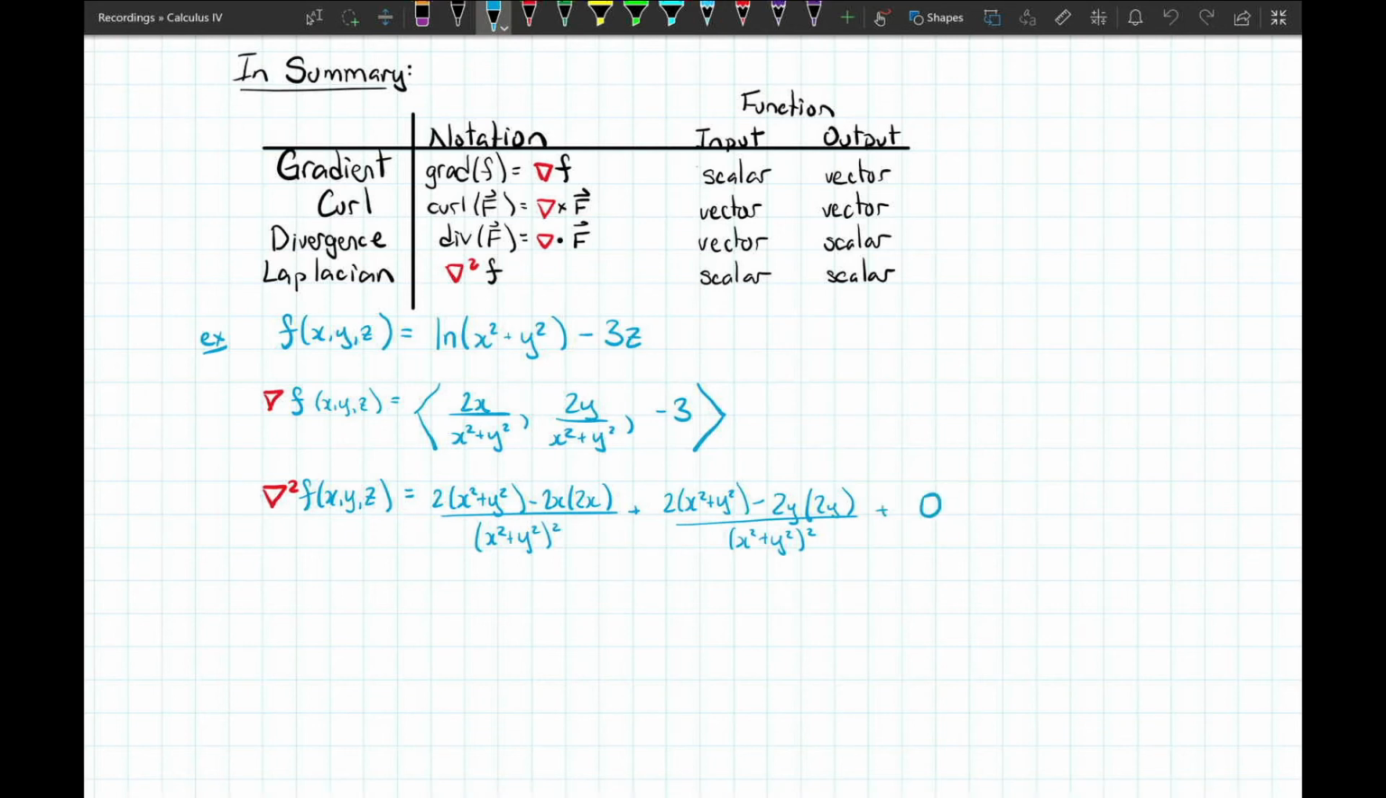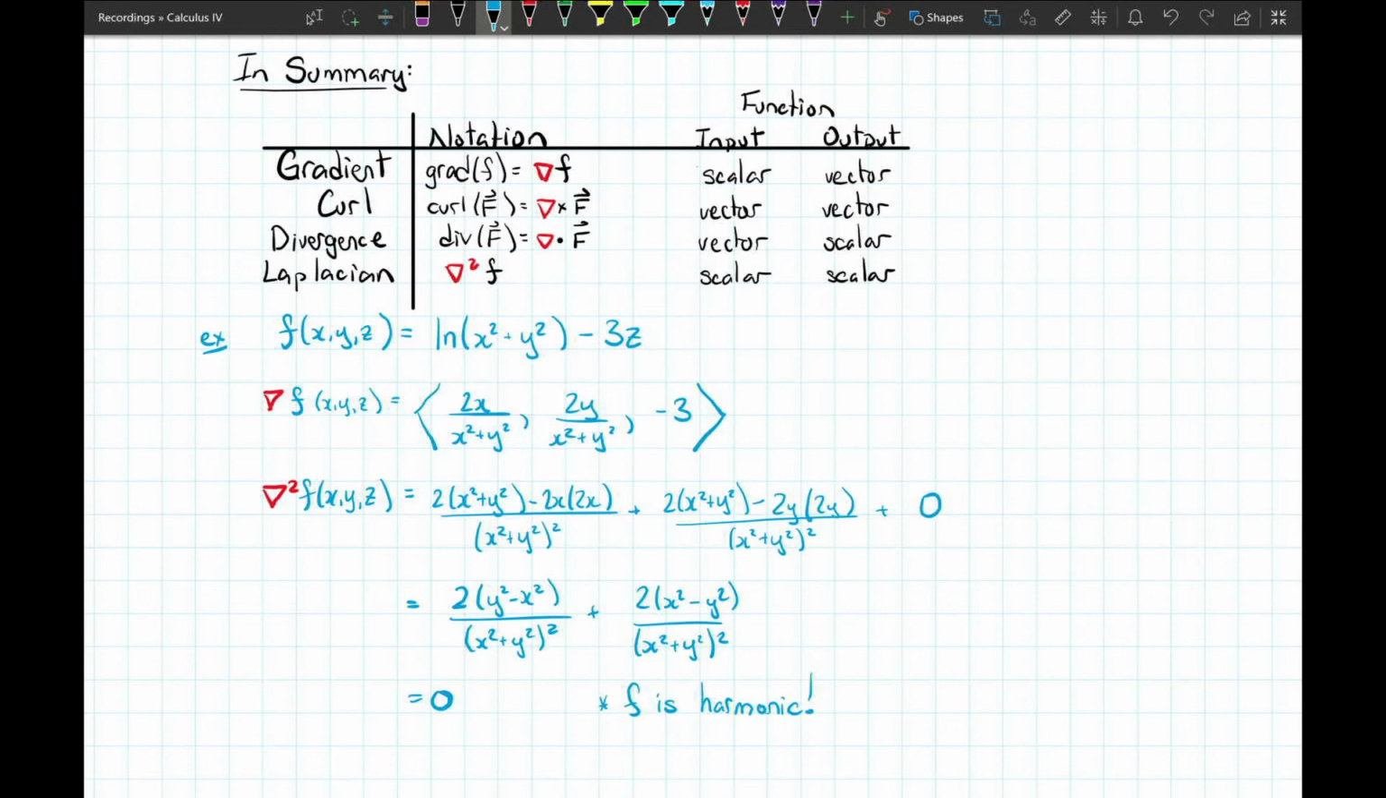Now, we can tidy this up a little bit and simplify. Combining like terms in the numerator, we see that these two are actually just opposite signs of the same expression. And so when we add them together, the Laplacian of this function f is equal to 0. And remember, that means that our function f is harmonic. Now, why don't we take a look at curl and divergence?